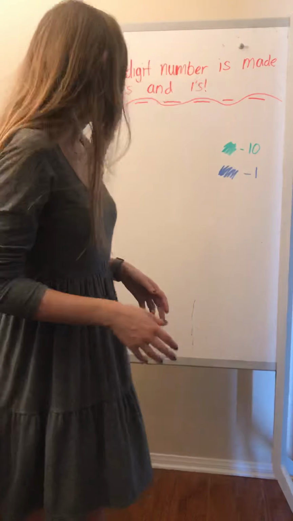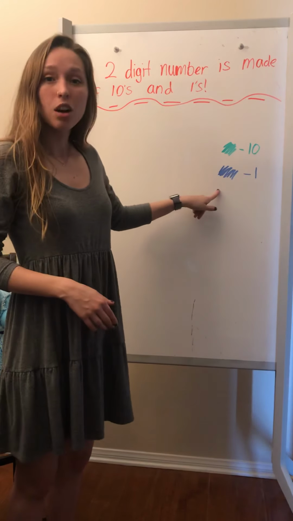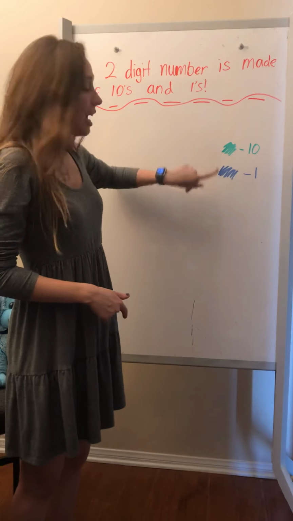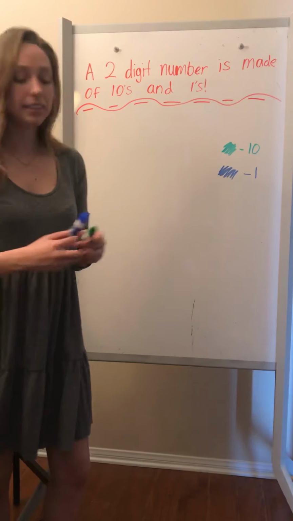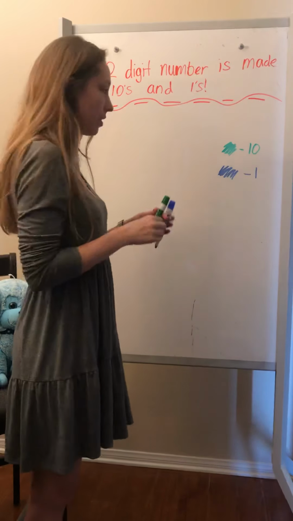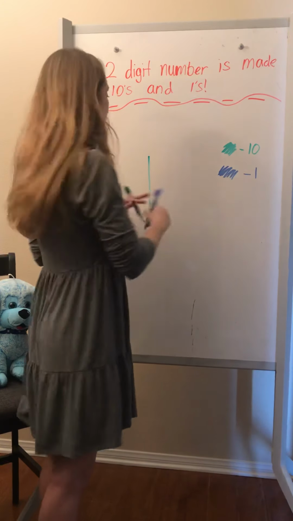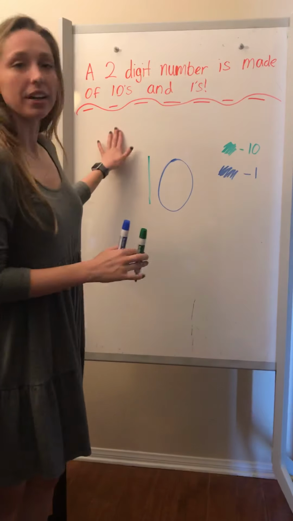Now, we know that numbers have a tens place and a ones place. While we're learning today, I'm going to be writing our tens place in green and our ones place in blue. Let's start with the number 10. So I'm going to write my tens place in green and my ones place in blue. Now, let's go back to our objective.